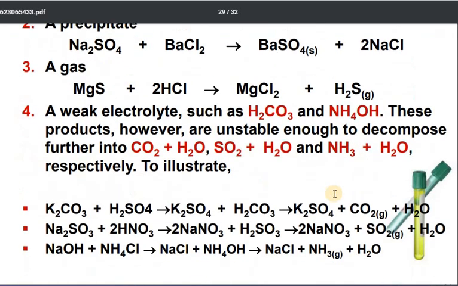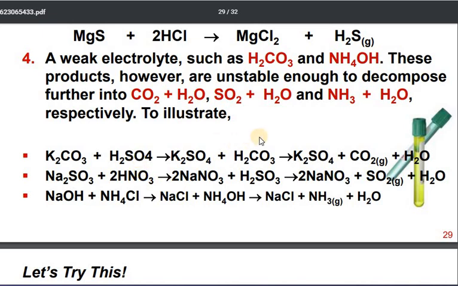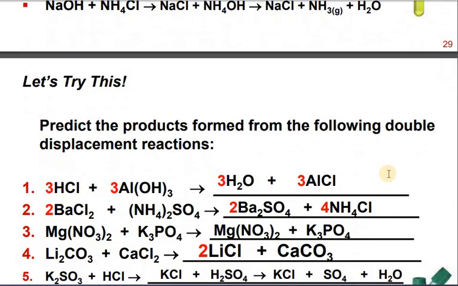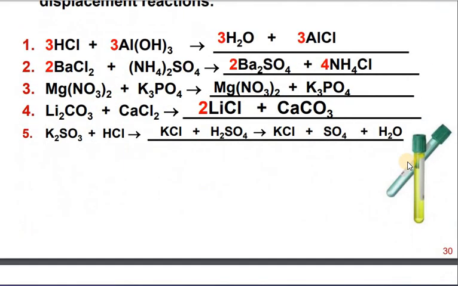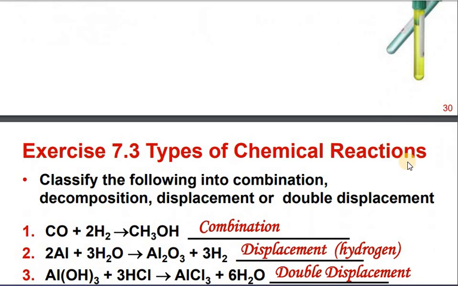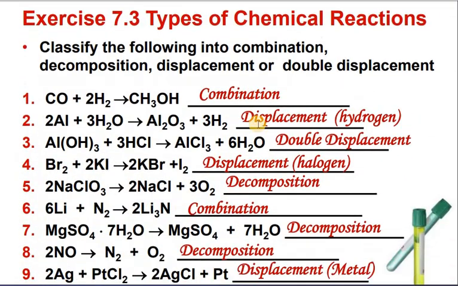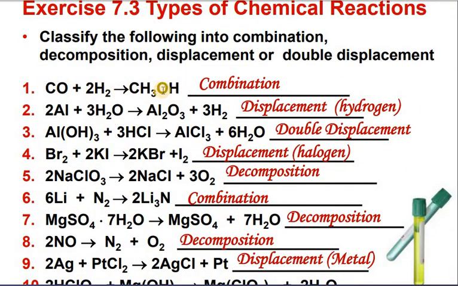Some more reactions are also there, like when any acid is added to a carbonate salt, we get water and carbon dioxide, and if you add acid to Na2SO3, we get a sodium salt, sulfur dioxide and water. We can practice some of these reactions. And carbon dioxide plus hydrogen gives methanol.